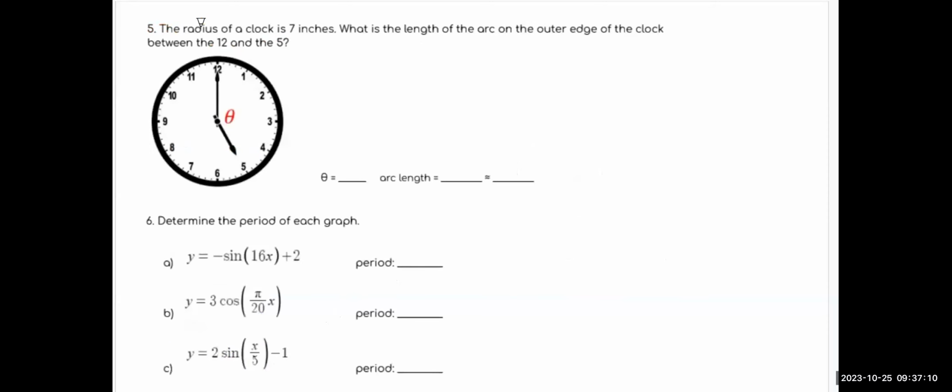You guys remember this on the test? It's not the exact same one, but it's similar. Okay, the radius of a clock is 7 inches. What is the length of the arc on the outer edge of the clock between 12 and 5? All right, we know the radius. Let's come up with the angle to use. So we're looking for the length of this arc right here. How do we find theta?